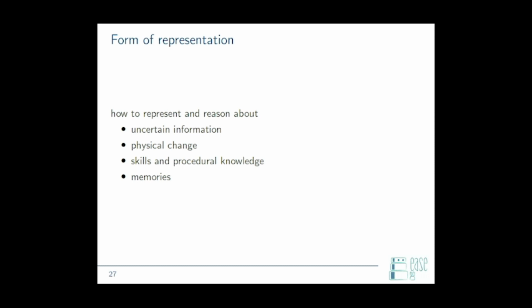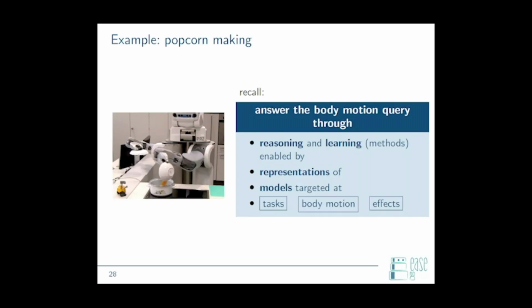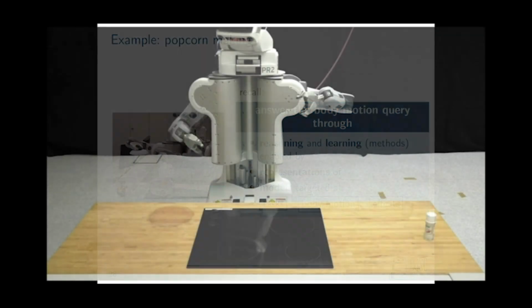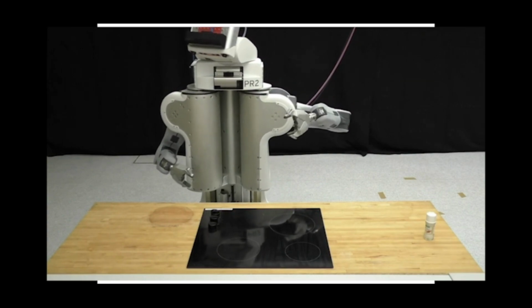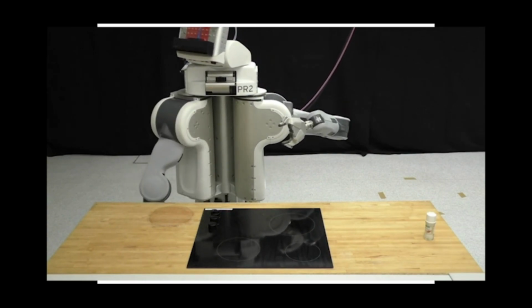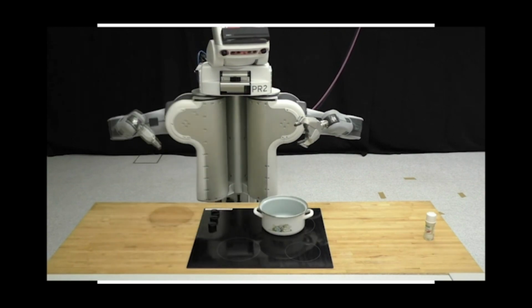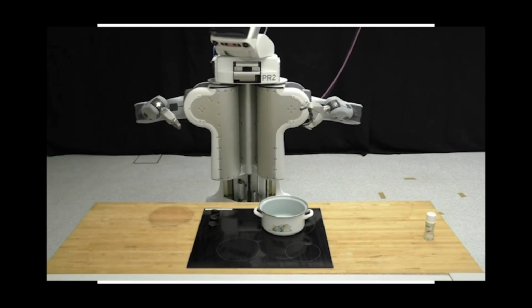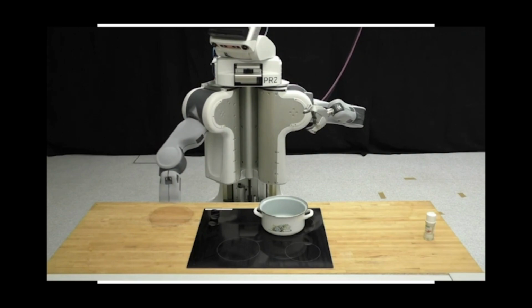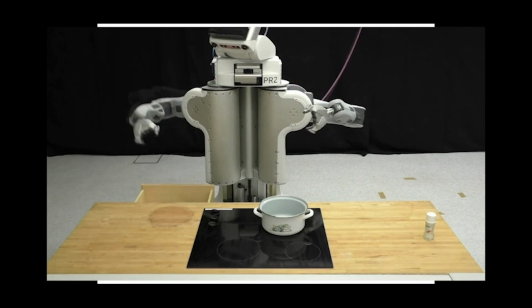So let's have a look at a concrete example. We want to look at popcorn making. The question is, can we represent robot activity like popcorn making in terms of logic knowledge bases, and what have researchers in that area done in order to solve these reasoning tasks?